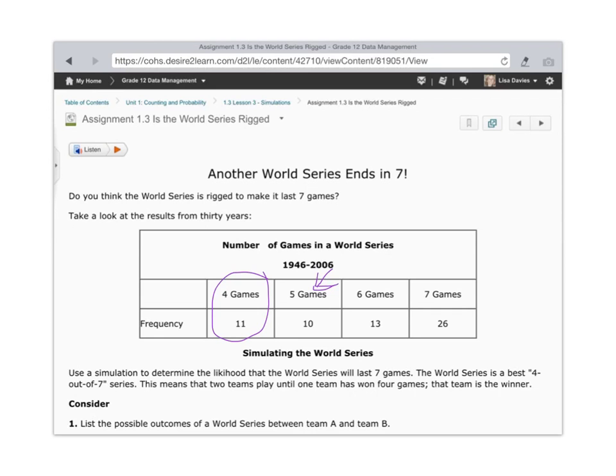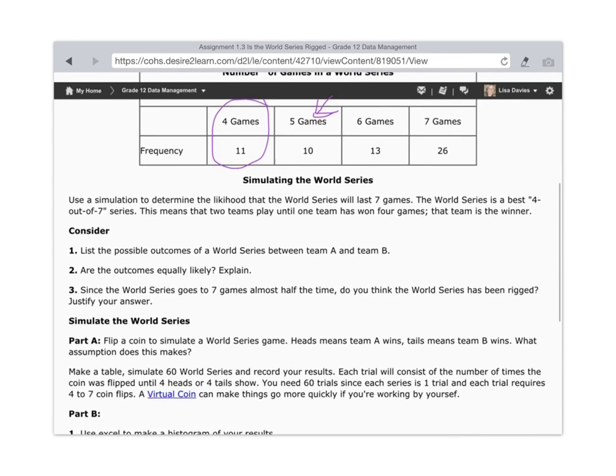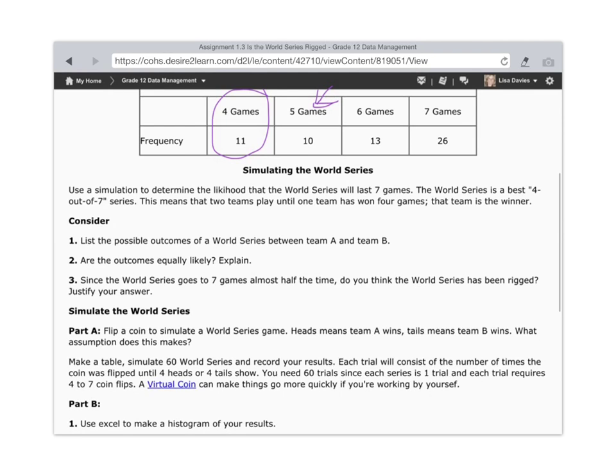So if we're looking at the questions that we're supposed to consider here, it says list all of the possible outcomes for a World Series between Team A and Team B. So if we make a little list here, A and B, I won't go through them all, but I'll get you started. So Team A could win in four games, okay? And that would mean that Team B would have zero. Or Team A would win in five games and B would win one of those games, and so on.